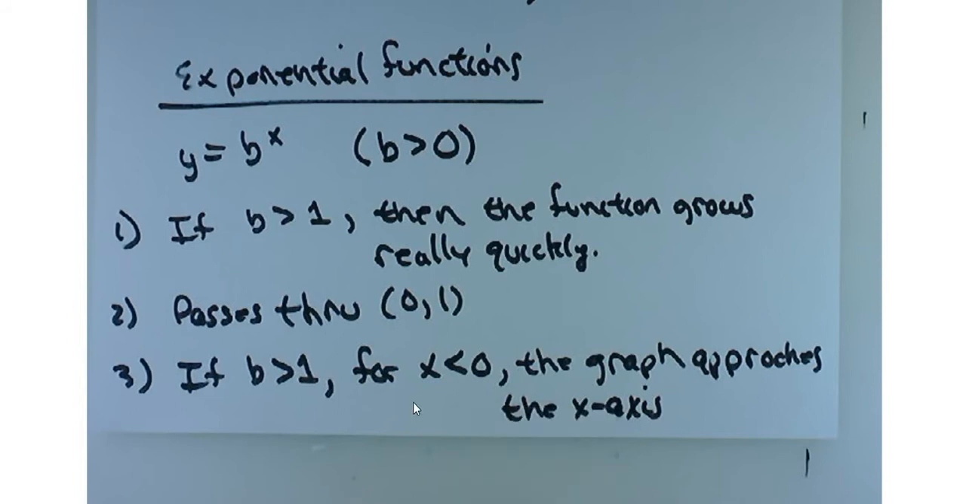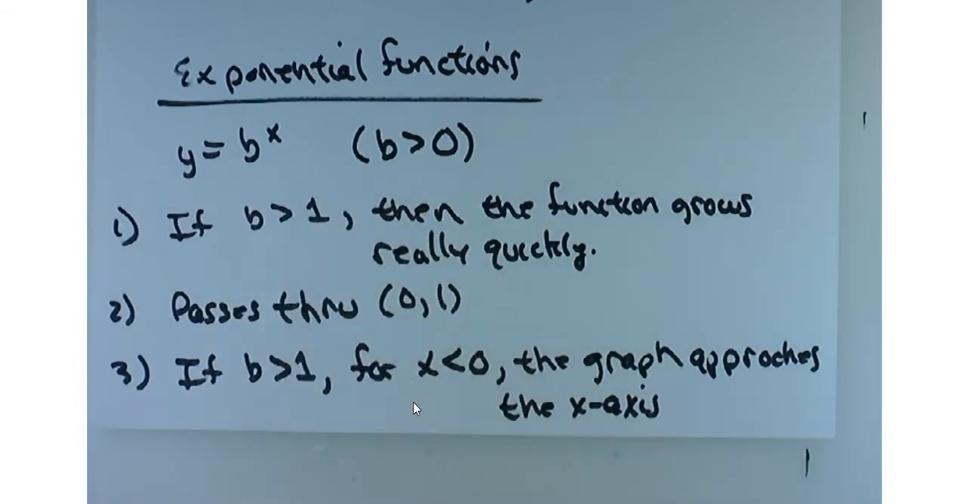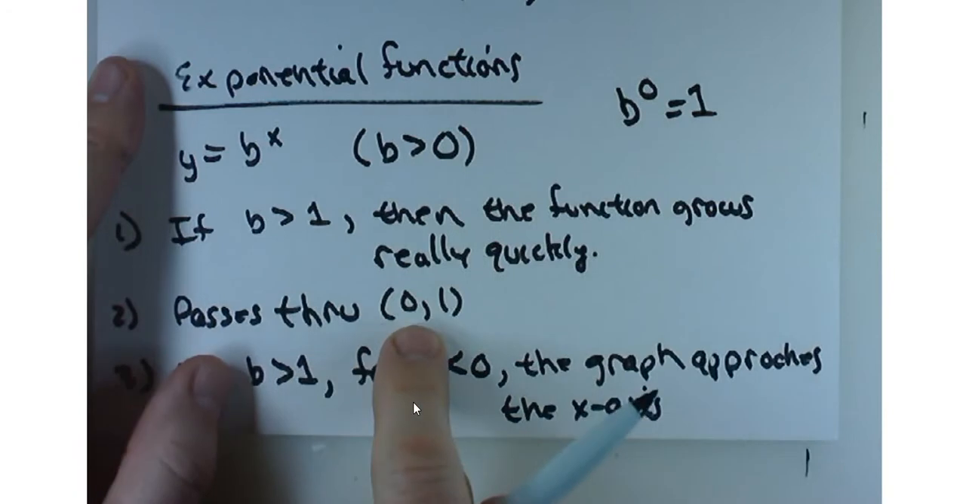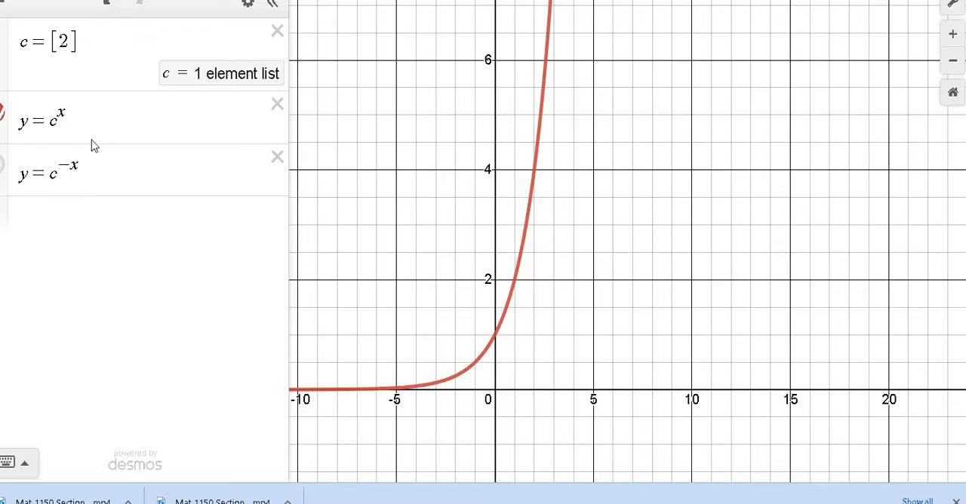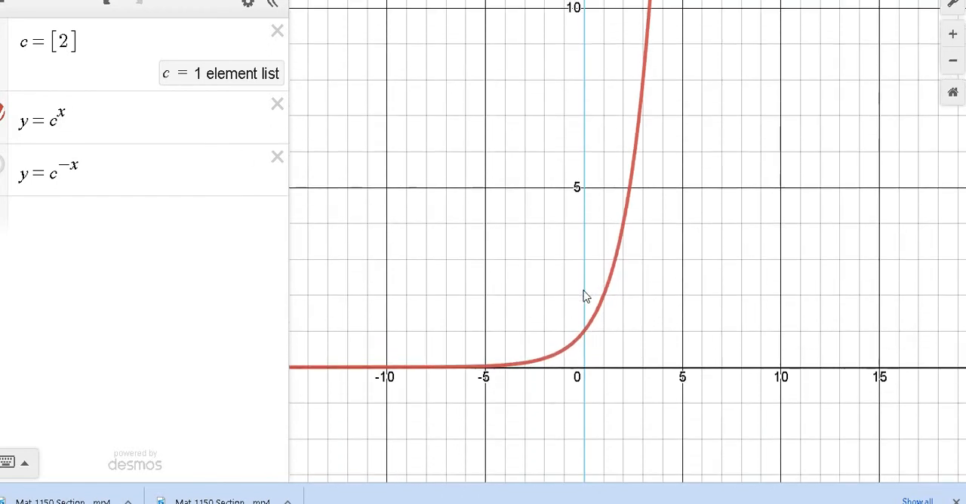It doesn't matter, because if b is between 0 and 1, it's still going to be something to the 0 power, and something to the 0 power is always going to be 1. So that point should be on your graph regardless of the size of b. That's a great observation, though, and I'll try and point that out as we look back at our graph. So I put in c equal 2. Here's the graph of our function. Let me squish that down a little bit.